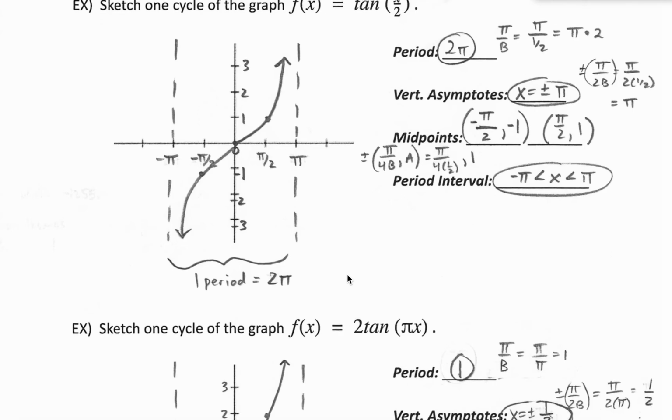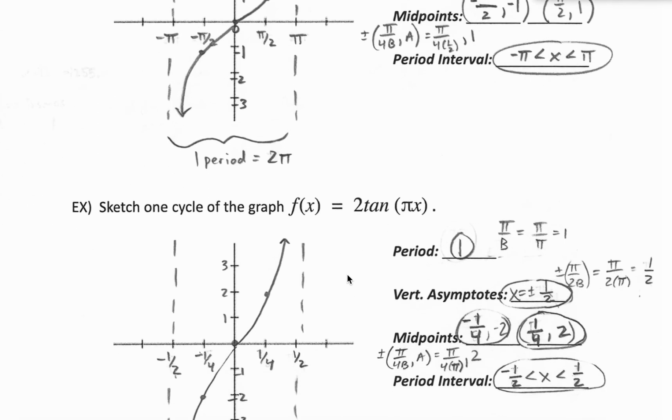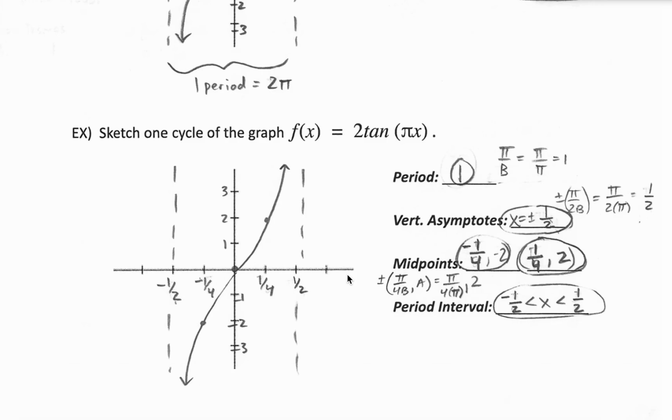One more time, you can pause the video and do this next one on your own and then check it, or just watch as I talk our way through it again. Given this function, pi over b is going to give us our period length. In this case, b is pi, so pi divided by pi is 1. Our period length is going to be 1 unit.